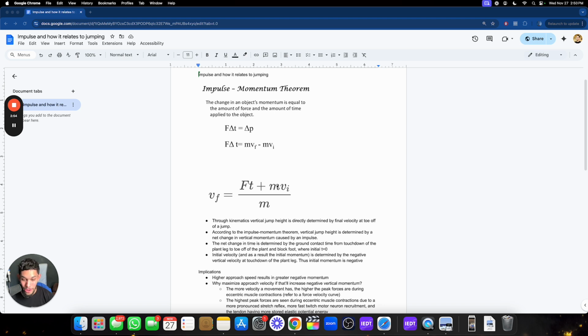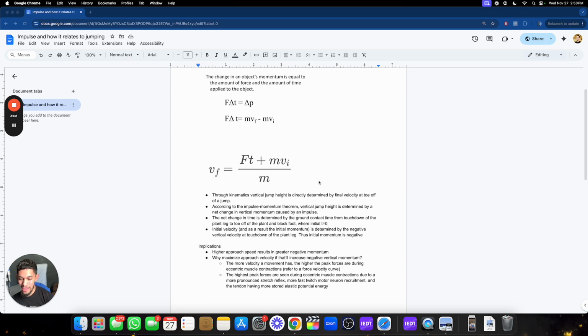However, it's subtracted by your initial momentum. So why even worry about having a fast approach speed if it's just going to subtract from your force times time over here, right? You're going to have a lower number and your final velocity is going to go down. It's because the faster your run up, the higher the peak forces are on your approach. And the reason for that is because we are using some magical thing called eccentric muscle contractions. And eccentric muscle contractions increase in force the higher you are moving.